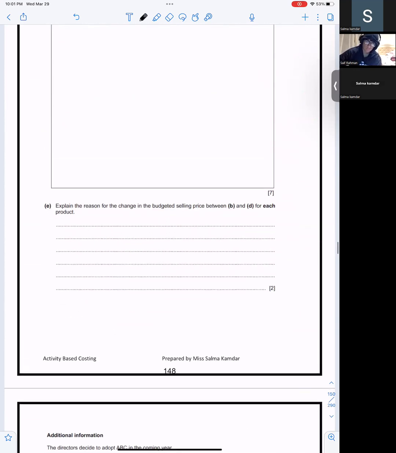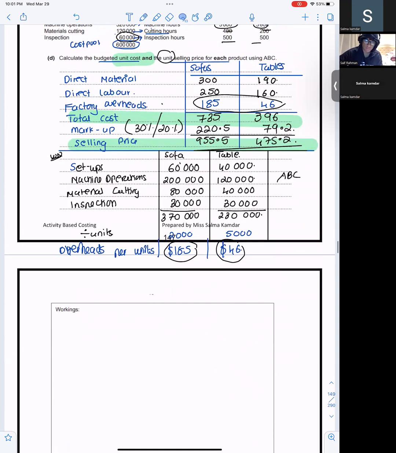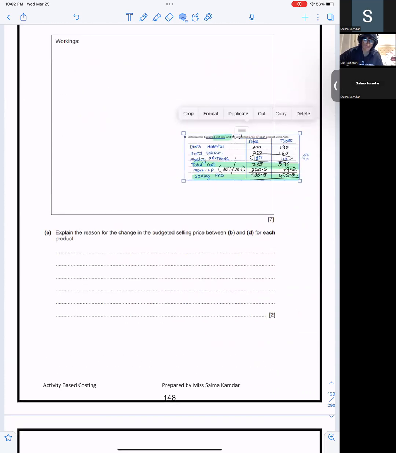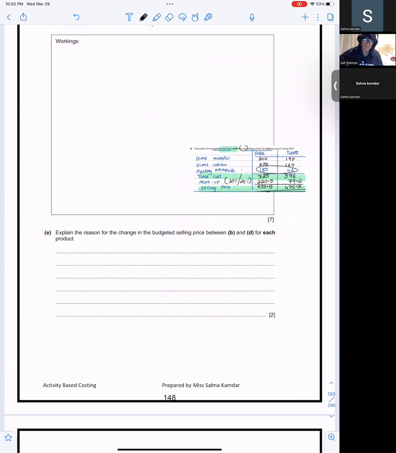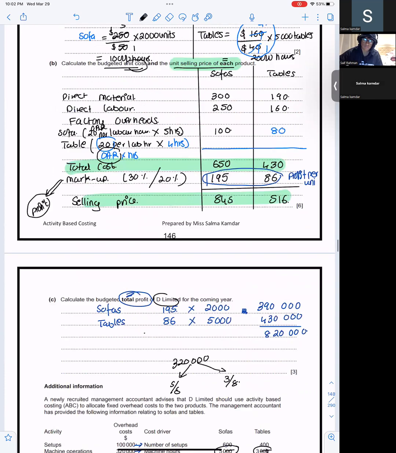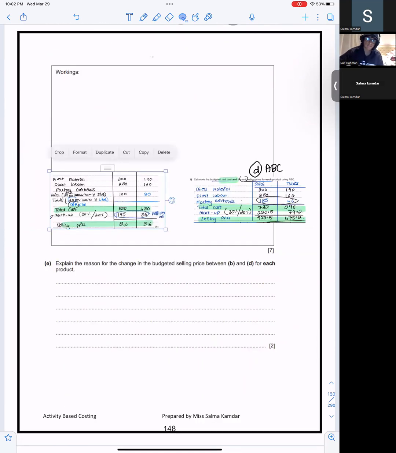Explain the reason for the change in budgeted selling price between B and D. I will just copy it. This is the D part, which is as per ABC costing. And this is the B part, which is as per which costing? As per absorption. This is as per absorption costing.